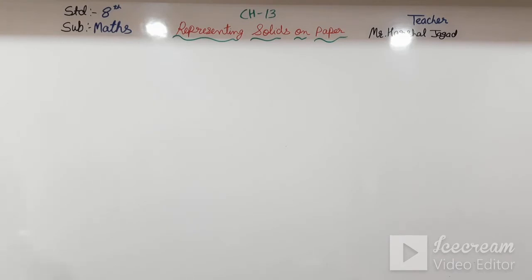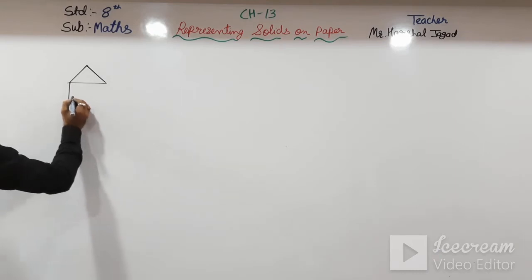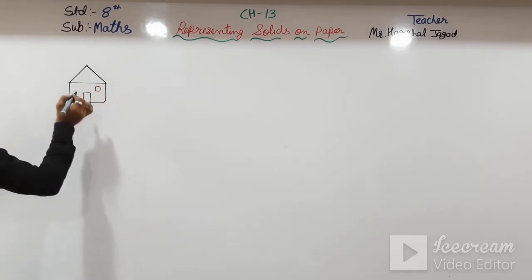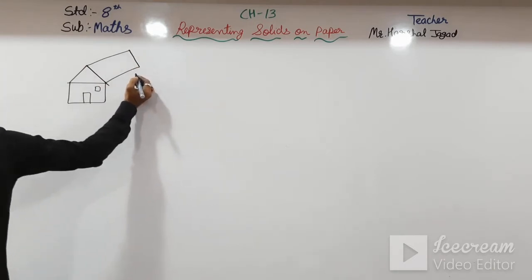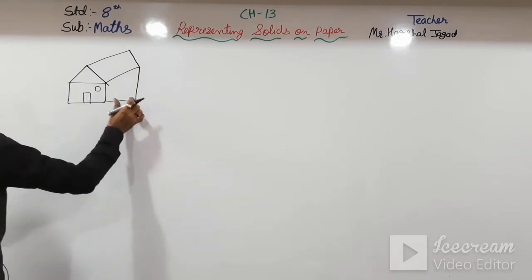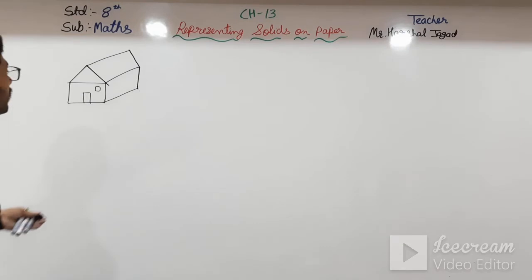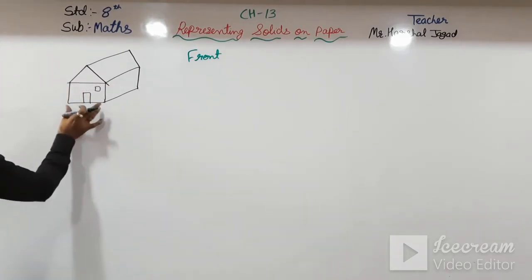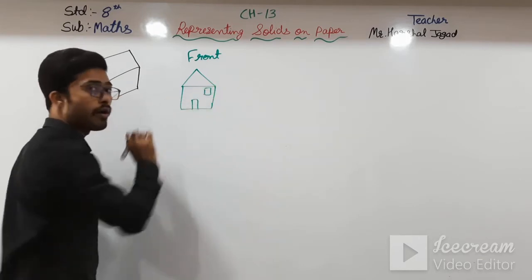Okay students, so here is an object, first object, that is house. So I am just trying to draw a house. So this is like a house. Here is the gate, here is the window. Okay, so this is a house students. You can see I can't draw the perfect image. And then after they have told us to draw the front view, so the front view, you can see, we can see this gate on the front. So we will just draw like this, that this is the front view of this house.